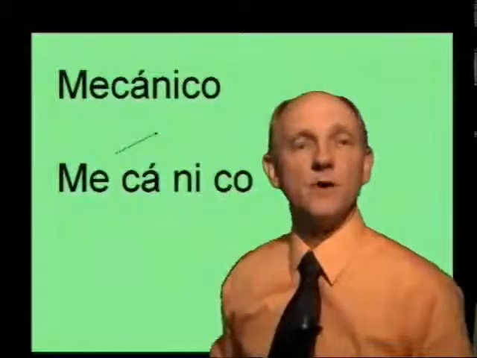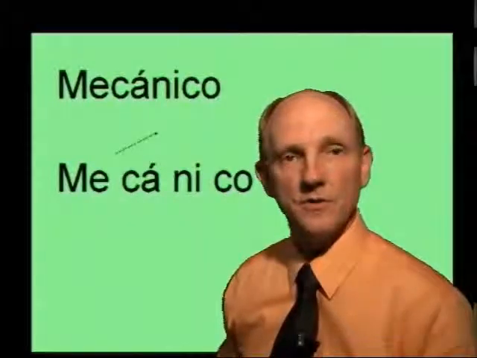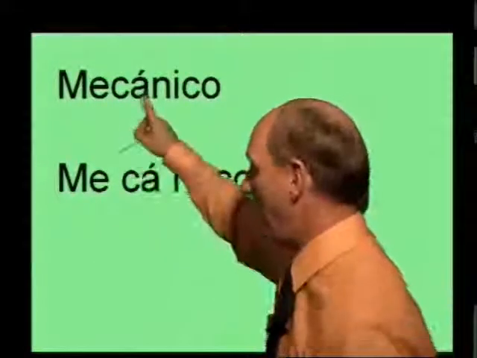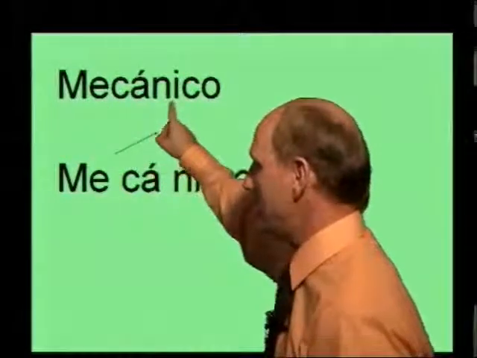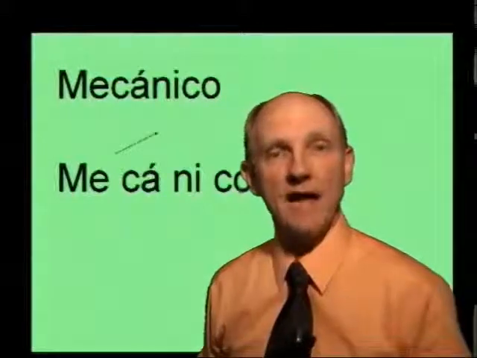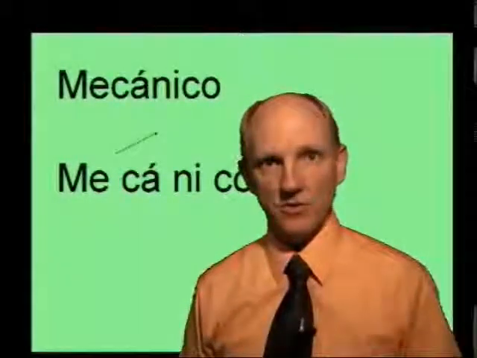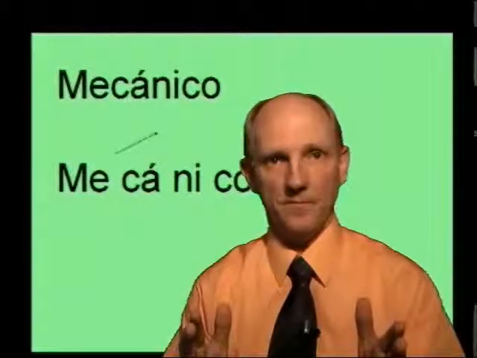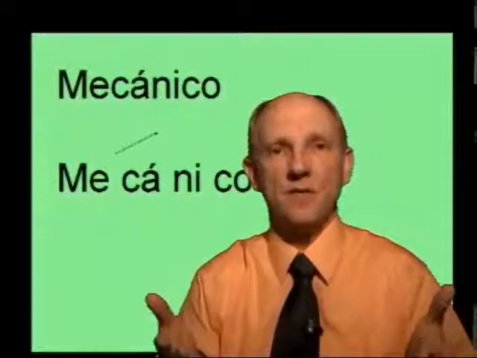Now, accent marks are only found on top of vowels. It will either be on top of an A, or an E, or an I, or an O, or a U. That's the only place you find accents, on top of vowels. And what the accent is telling us to do is that on that syllable, we need to raise the tone of our voice. That's where we put emphasis on that word.